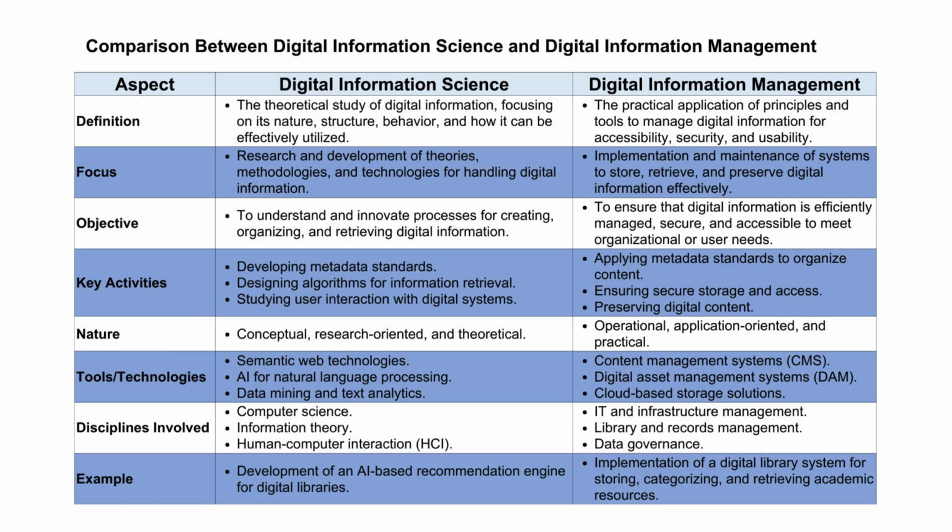Finally, let us look at an example. Developing an AI-based recommendation engine for a digital library is an example of digital information science. Implementing and managing a digital library system that stores, categorizes, and allows users to retrieve academic resources is an example of digital information management. In conclusion, digital information science creates the knowledge and tools, while digital information management applies them in real-world systems. Together, they ensure digital information is intelligent, organized, secure, and useful.